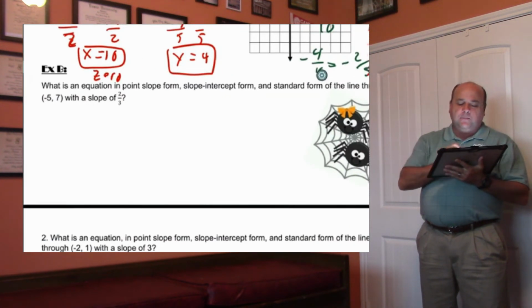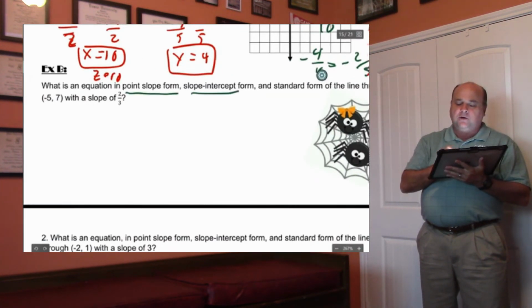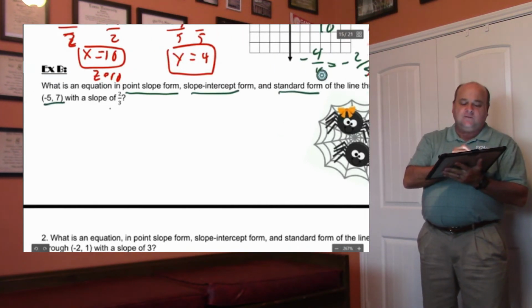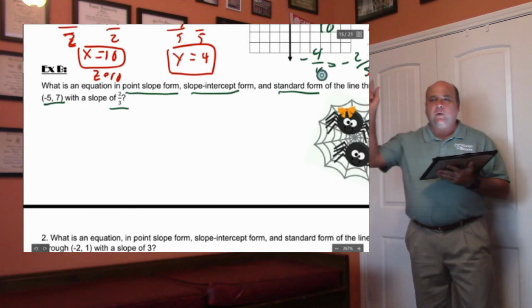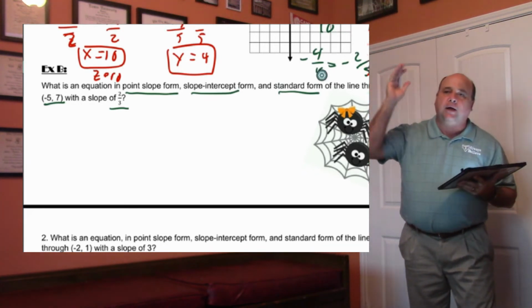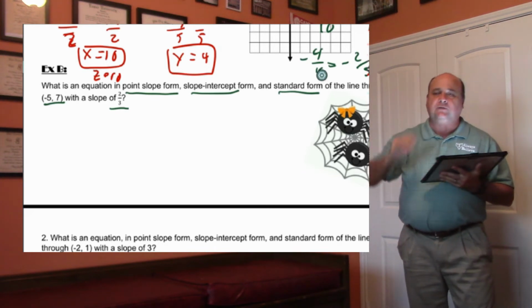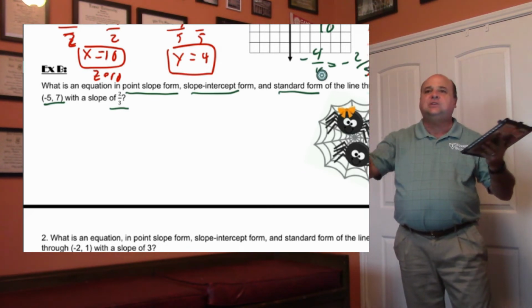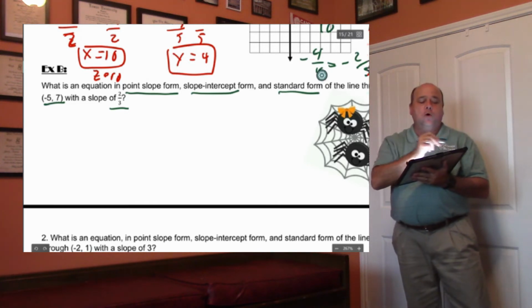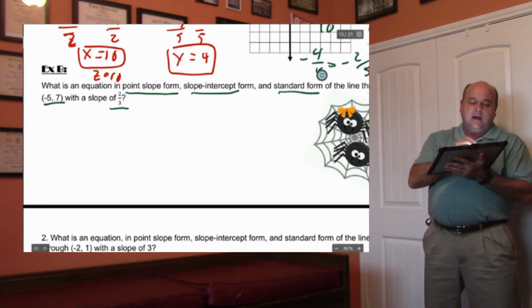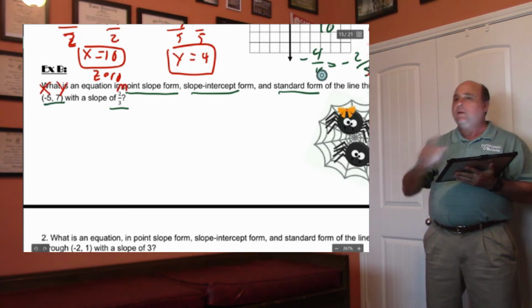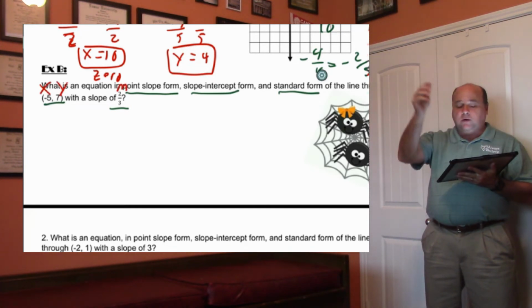What is an equation in point slope form, slope intercept form, and standard form of the line through (5, negative 7) with a slope of 2/3? So we've got to get all 3 equations on this. You've got to be able to generate all 3 equations. We cannot just get y equals mx plus b. So let's rock and roll on this. Okay, so this is my x, this is my y, this is my m. I'm going to plug this into point slope.